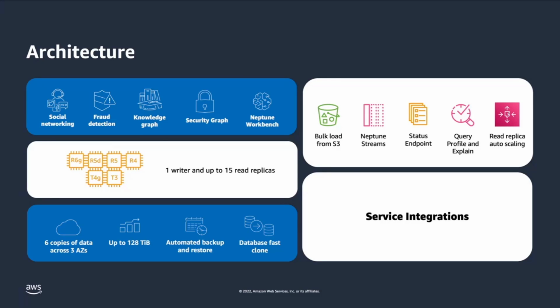We also have Neptune Streams. Neptune Streams is a CDC type functionality on top of Neptune that enables you to basically get a continuous stream of data changes that are happening inside of your graph. This can be used to trigger some sort of downstream workflows or to basically propagate those changes to other external systems. We also have a status endpoint on the cluster.